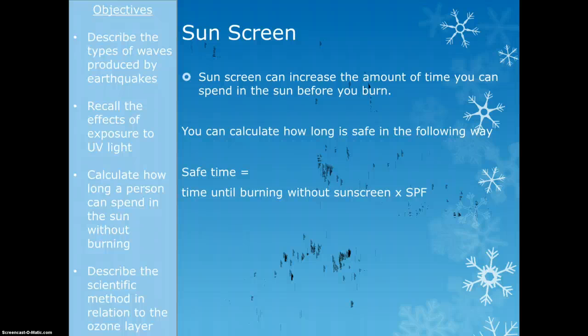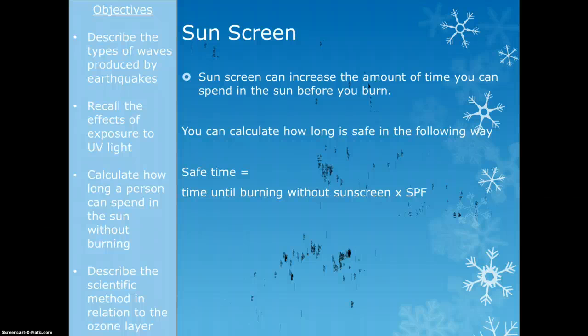So the amount of safe time you can spend outside is equal to the time you could be outside if you weren't using sunscreen, multiplied by the SPF factor, so the sun protection factor of the sunscreen. So for instance, if it was safe to be outside for 1 hour before you burnt, and you put on factor 15 sunscreen, you could be out for 1 hour times 15, so you could be out for 15 hours.